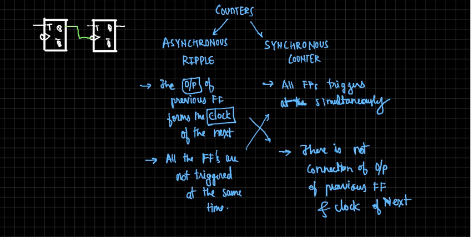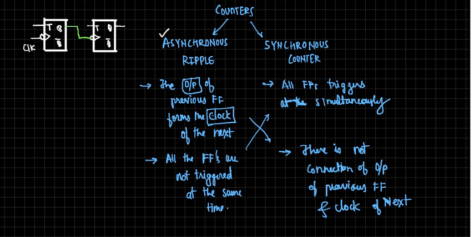And what about the clock? Here we'll give only one clock, right? See here, both of these flip-flops are not driven by the same clock. That's why this is called asynchronous or a ripple counter, just because there is a rippling of output from one stage to the other. The output of one is triggering the next, consecutive flip-flop.